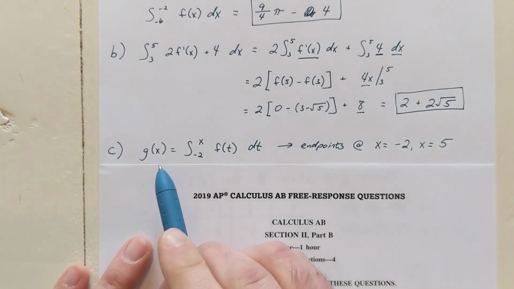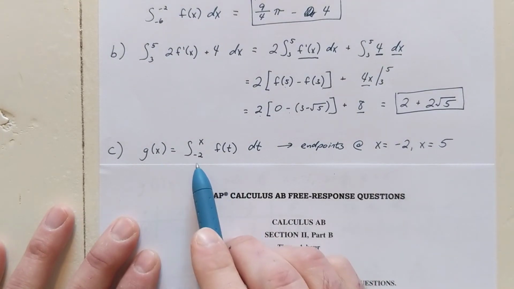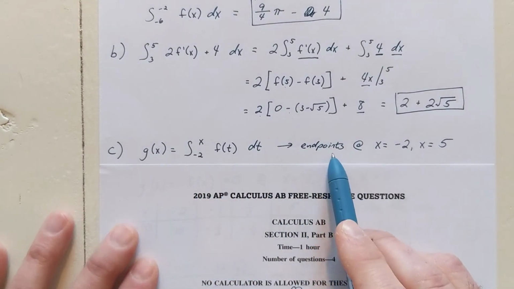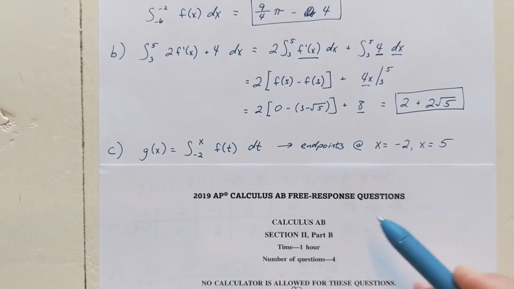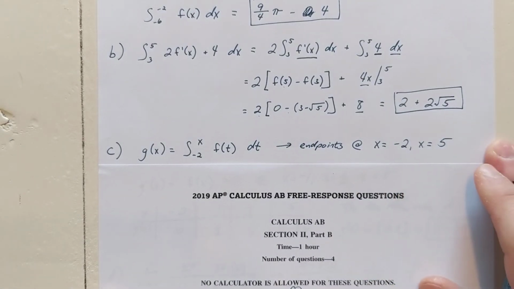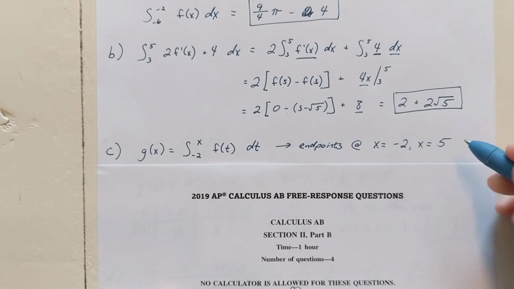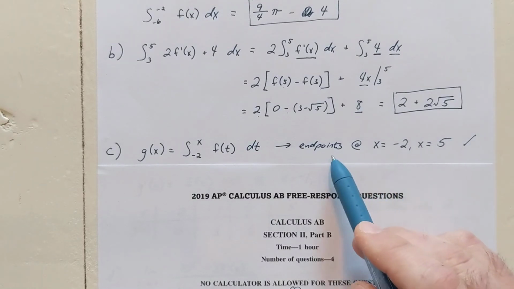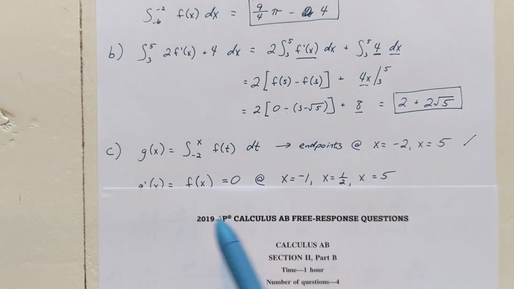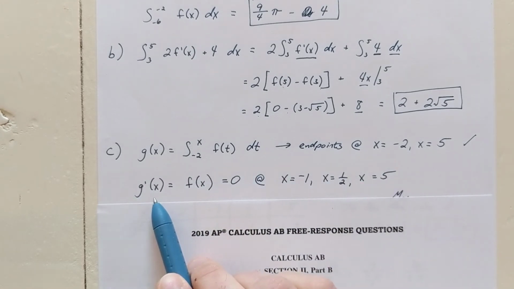Okay, so with the original function, g of x was given to us and defined thusly. Its endpoints we knew were at -2 and 5. The AP graders are going to want to make sure that you know to check these points, even if they don't end up giving you the correct answer there. So those are the endpoints. And as far as critical points, we had to take the derivative of g.